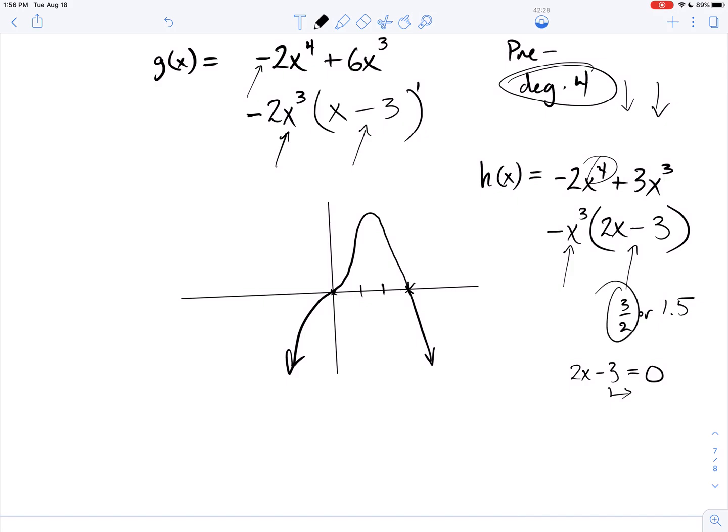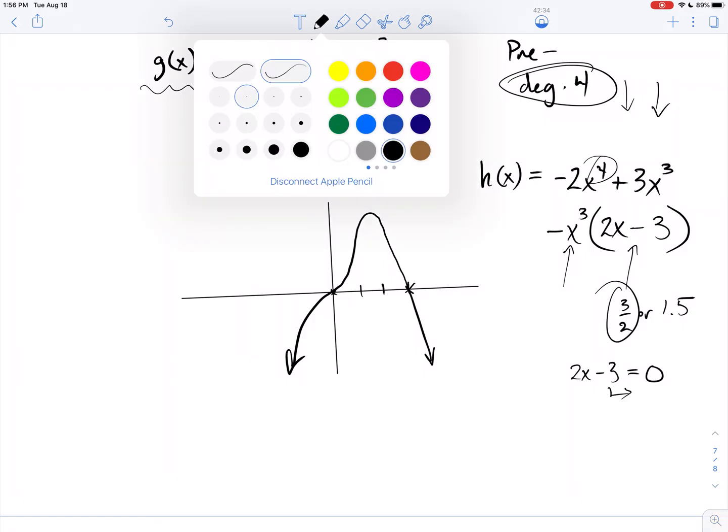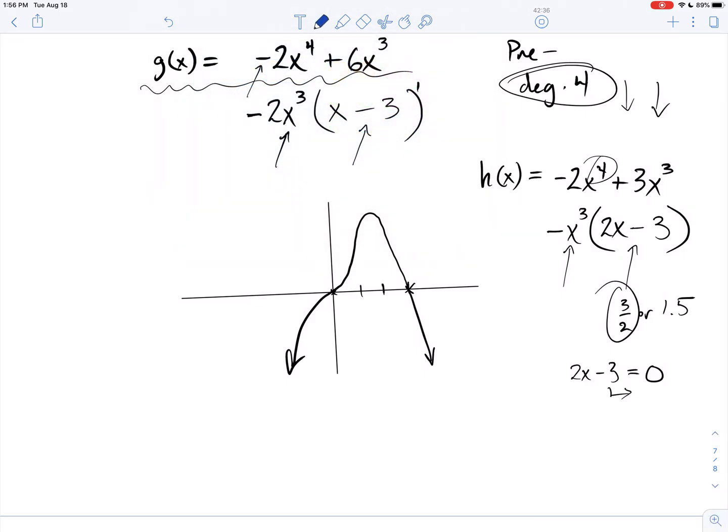So the only difference between my last example here, g of x, and my new example, h of x, is this. It would have still done this, but it would have gone through at 1.5. Boom. That would have been where it crosses the x-axis. It would have still been a straight through. Okay. Sketching some polynomials. Good, big fun for us.